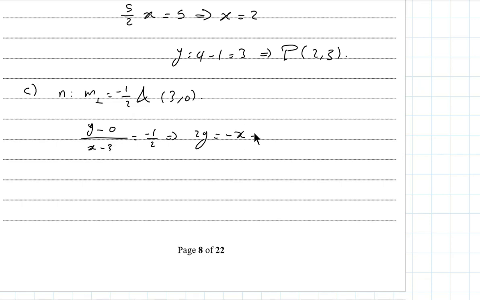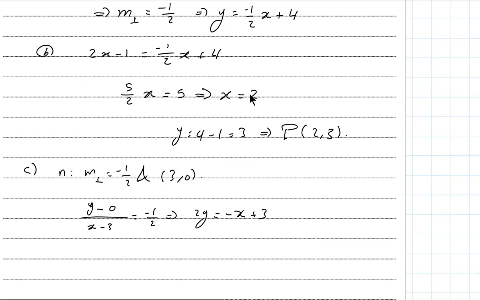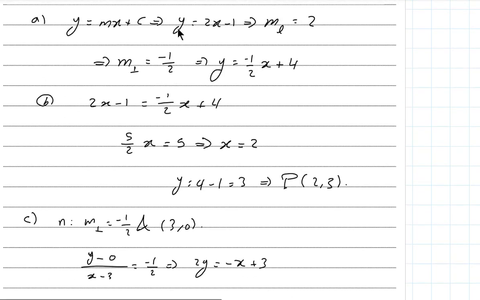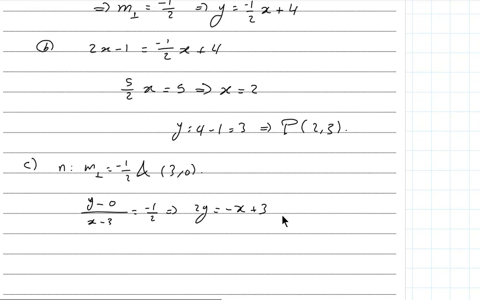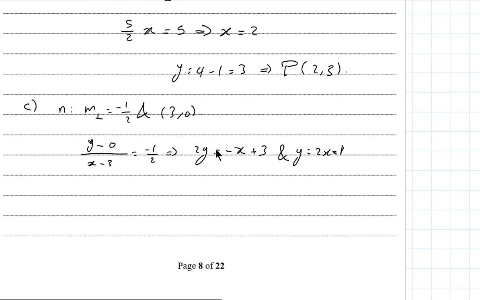= -x + 3. The required now is to solve this equation with the equation of L, the first one, which is y = 2x - 1. Maybe the easiest way is to say 2y means double of this, right? Double of this side. So we can write 4x - 2 equals to 2y here, which is -x + 3.